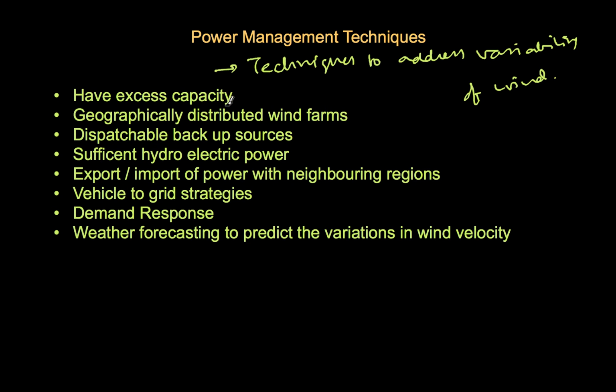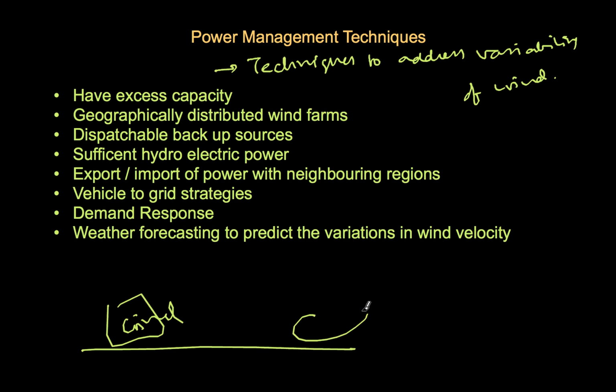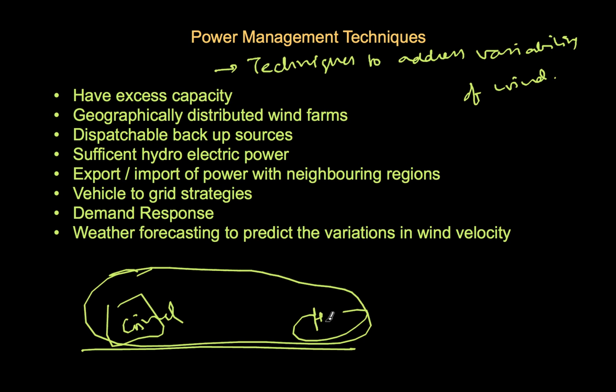First is to have excess capacity. Although you have wind generation here, in some other place in your entire area you can have some kind of hydropower, or a thermal or coal power plant, whatever. If you notice there is a fall in the wind, you can pick up the hydro. If there is high wind, you can reduce the hydro, and such kind of thing. So have excess capacity available.